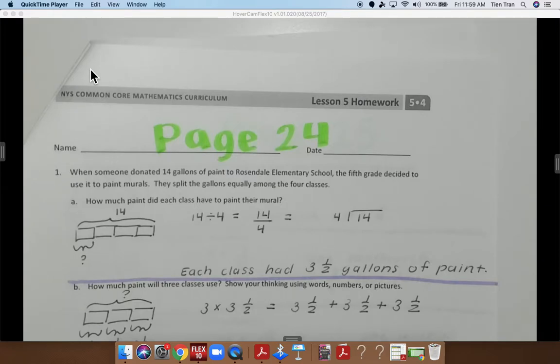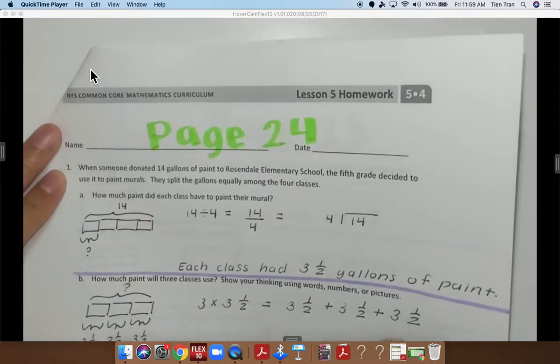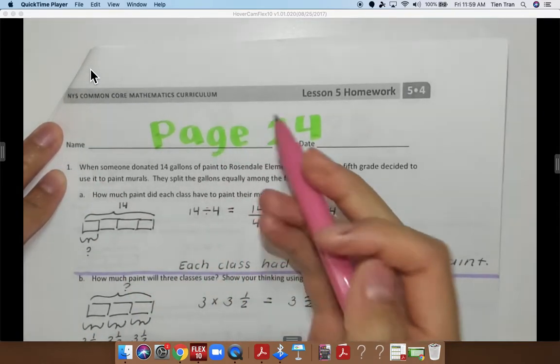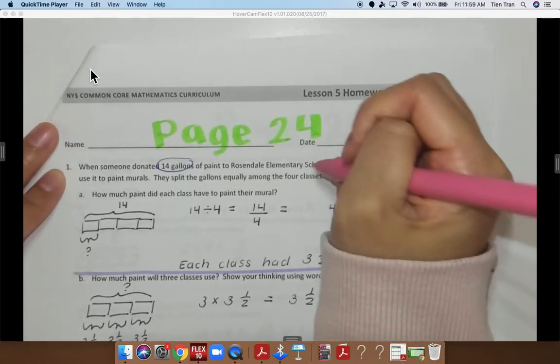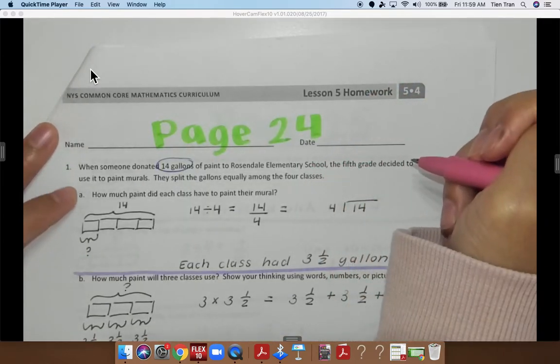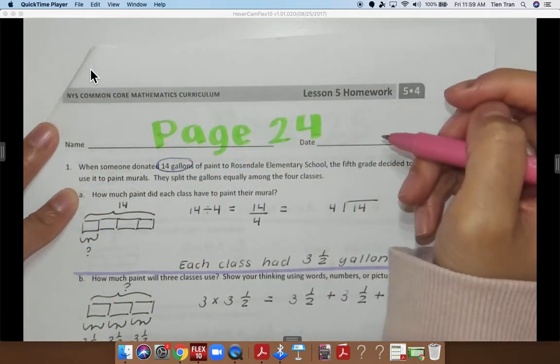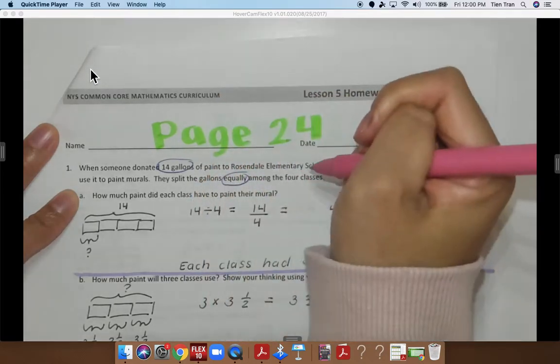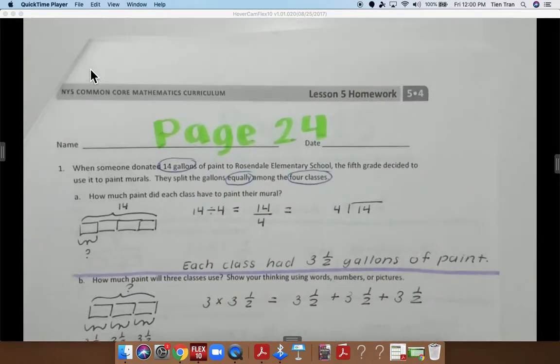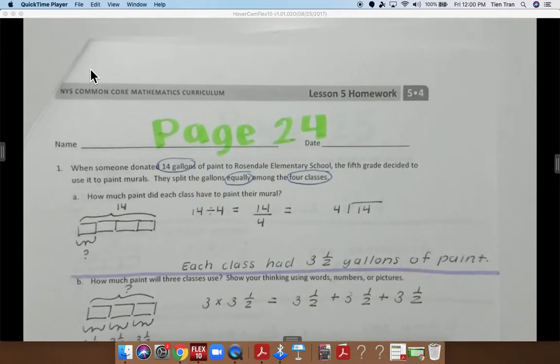Lesson 5, Module 4. So for problem number 1, it says here, when someone donated 14 gallons of paint to Rosendale Elementary School, the 5th grade decided to use it to paint murals. They split the gallons equally among the 4 classes. So, how much paint did each class have to paint?